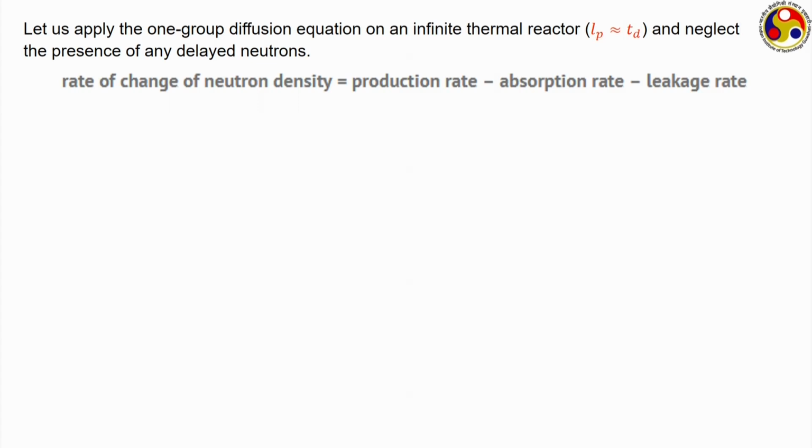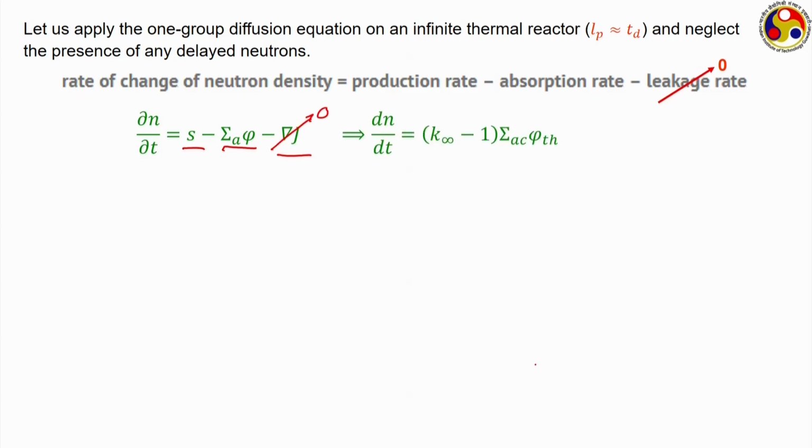The rate of change of neutron density should be equal to the production rate minus the absorption rate minus the leakage rate. As we are considering an infinite reactor, there is no leakage, so we have only production and absorption. Accordingly, this is the equation where S is the production rate, this is the absorption rate, and finally this is the leakage rate, but this leakage rate of course will be equal to 0. So, the equation reduces to this particular form.